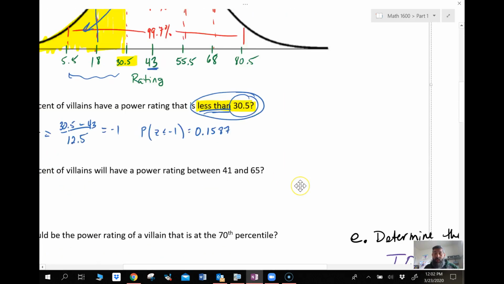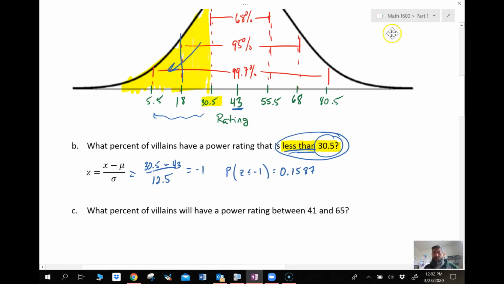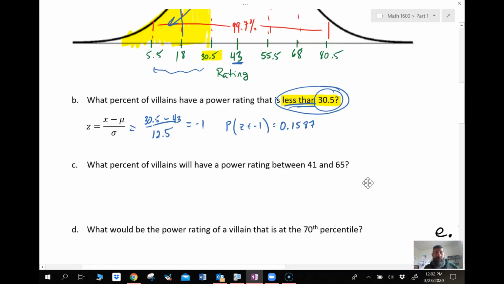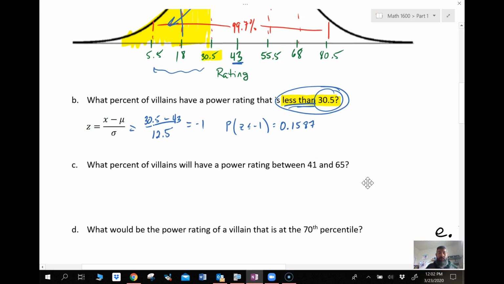Let's take a look at another example, and then I'll probably cut this into a couple pieces here, given that we are at 8 minutes and 47 seconds. All right, so what I'll do is I'll do C here, and then I'll stick the percentile ones on another video, okay? So what percent of villains will have a power rating between 41 and 65?